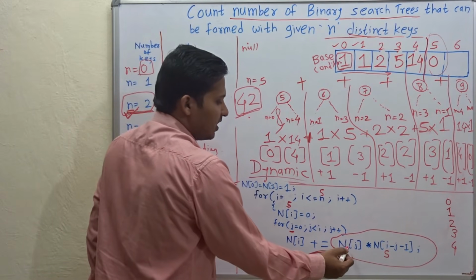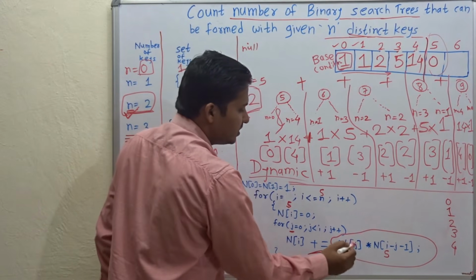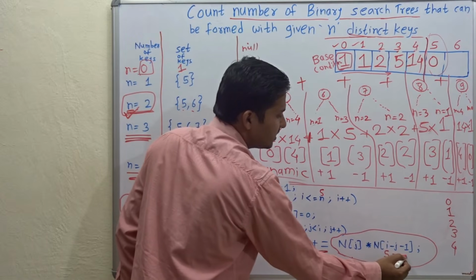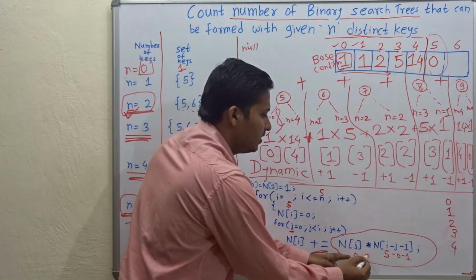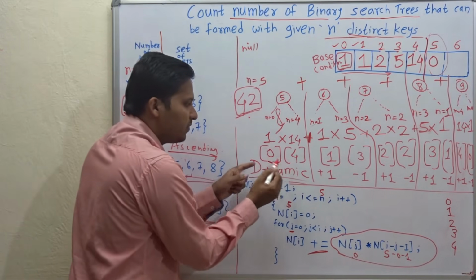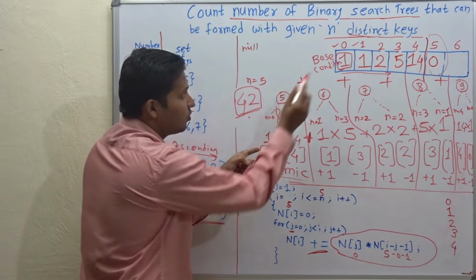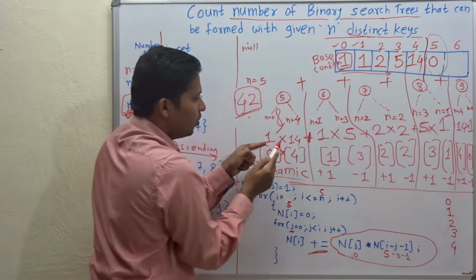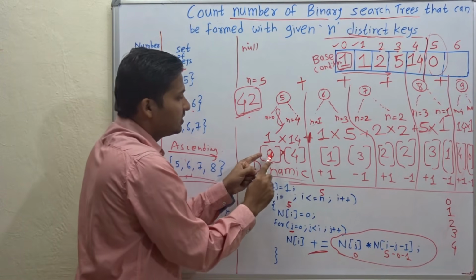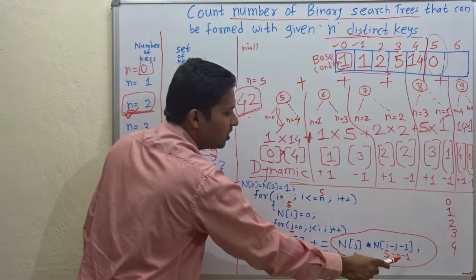Now first thing is n of j. So for the first iteration, j is equal to 0. So n of 0 into n of 5 minus 0 minus 1. That means 0 into 4. 5 minus 1 is 4. That is what is written here. See, 0 and 4. So as you know, we multiply these two values, the 0th index value and the 4th index value. Okay, so the first distribution is 0 on left side, 4 on other side. That is here 0 on left side, 4 on other side.